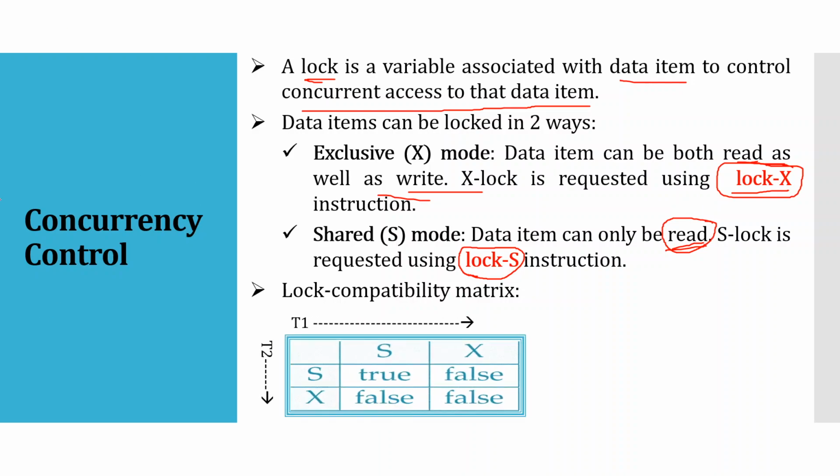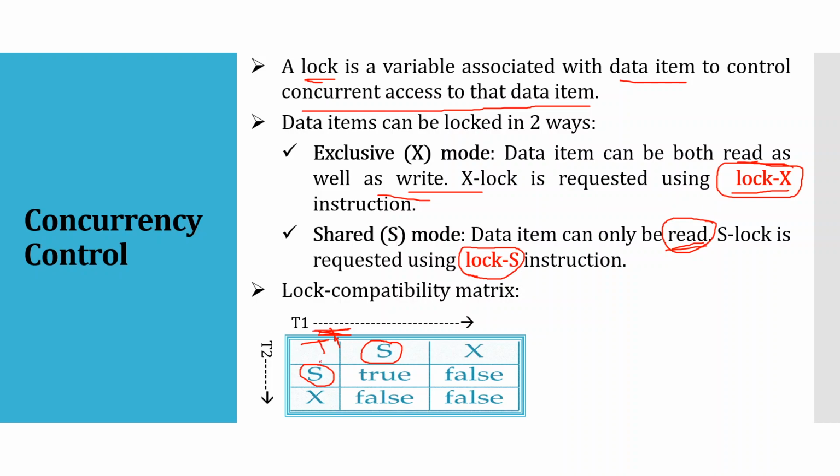So let us say we have transaction 1 here and transaction 2 here. If transaction 1 has a shared lock and at the same time transaction 2 has a shared lock, then shared with shared will be allowed, but shared lock with exclusive lock won't be allowed. Exclusive lock with shared lock won't be allowed, and exclusive lock with exclusive lock won't be allowed. That means if one transaction has a shared lock and the other transaction also has a shared lock on the same data item, let us say this is T, on the same data item T, then this is allowed.